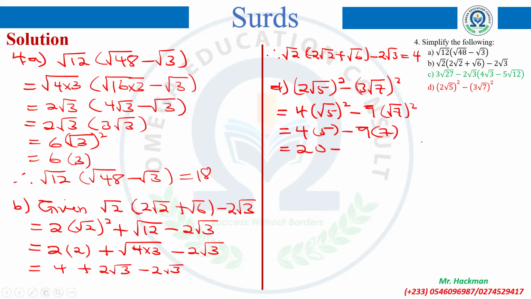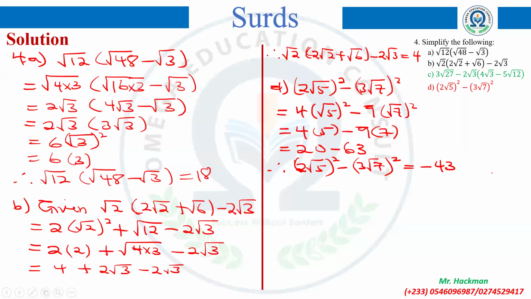My professors, I want you to be active, so let's participate in giving me answers. 63. Okay, so come again. 63. So the next step will land you at your answer so we can have our conclusion drawn there. Therefore 2 root of 5, squared, minus 3 root of 7, squared will be equal to 20 minus 63, and that will give us minus 43. Am I right?